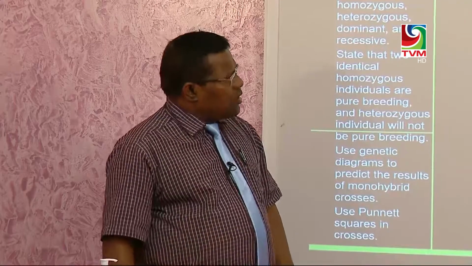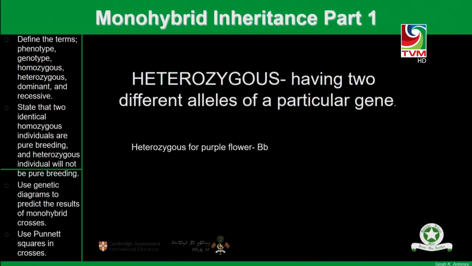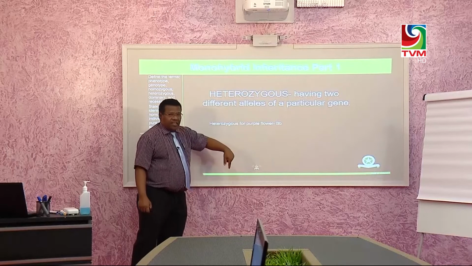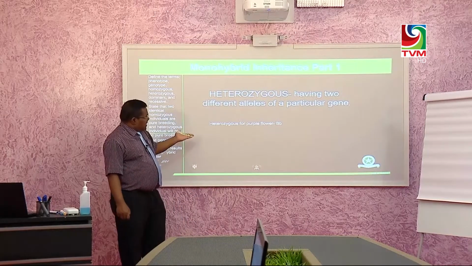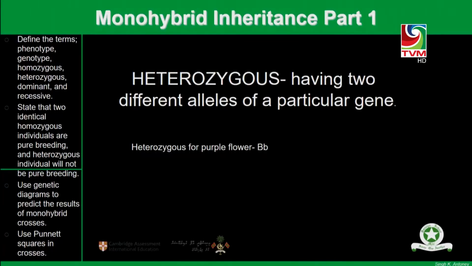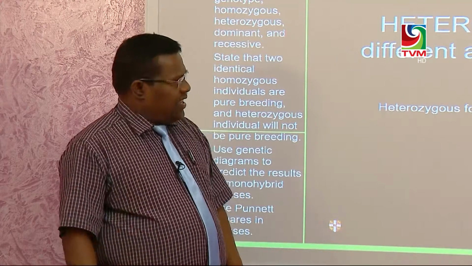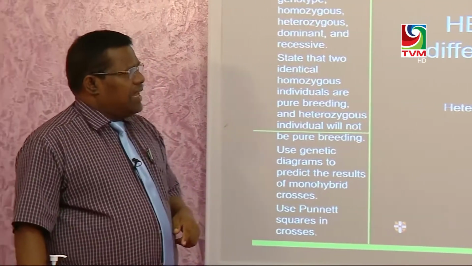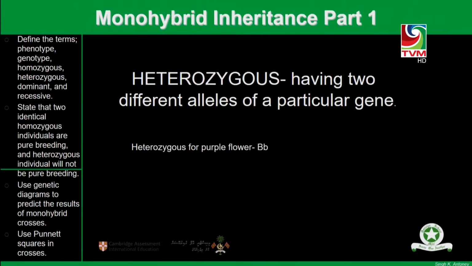Now coming to heterozygous. Hetero means different. That means having two different alleles of a particular gene. So here heterozygous for purple flower, capital B, small b. Then you can ask, is there heterozygous for white flower? No. The reason is because of the dominance and the recessiveness, which you will learn as we proceed. So just remember that heterozygous means having two different alleles of a particular gene.